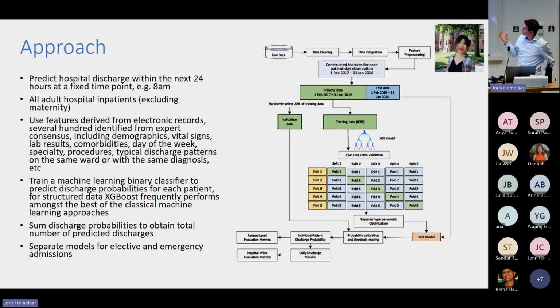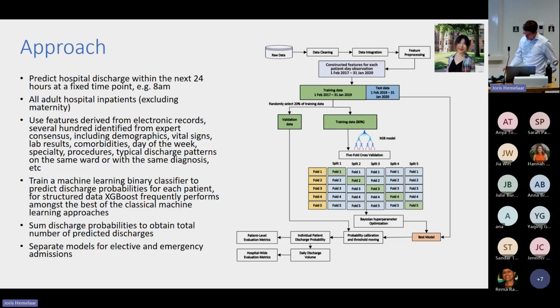And through expert consensus, we pull together hundreds of potentially informative data points from the electronic records, and also try to think about what representations of those might be most informative. And then we train a fairly standard XGBoost model, which for this kind of structured data tends to perform as well as some of the more sophisticated machine learning architectures a lot of the time. I'm not saying it's perfect, we're trying to do better, but it certainly does quite well.